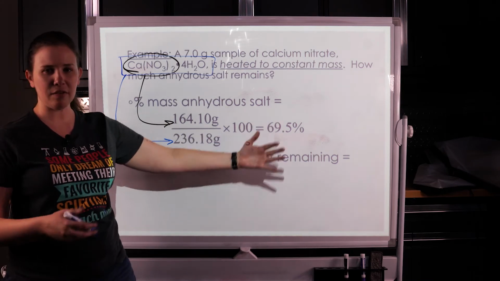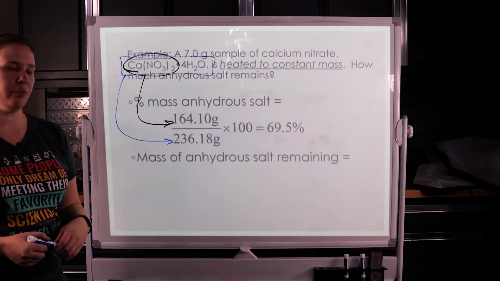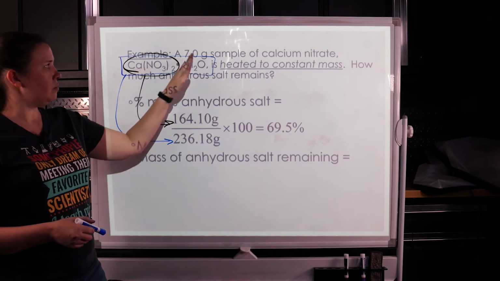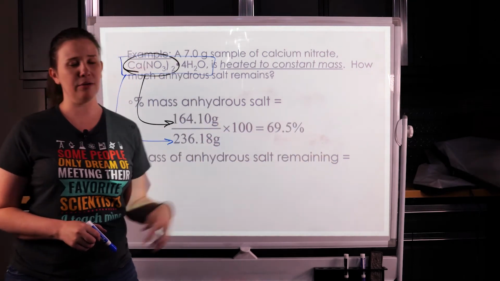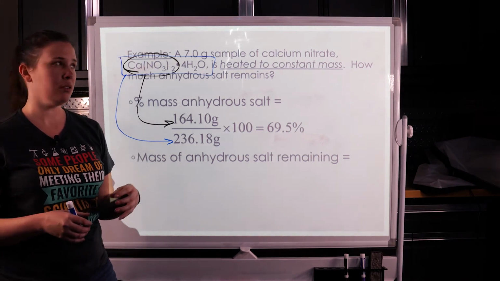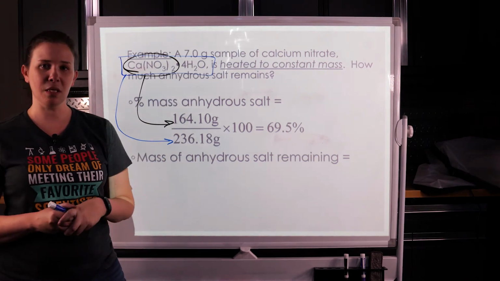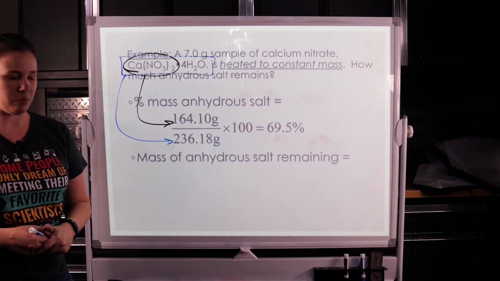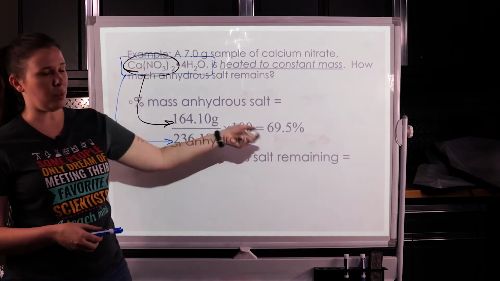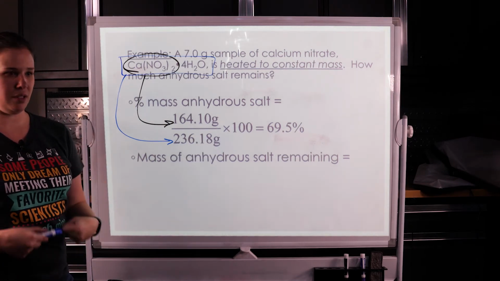So we get about 70% of the compound that's anhydrate. So if I drive off all of the water, I would be losing about 30% of the substance. Well, if I know I have 7 grams of the substance, that means I would be losing about 30% of the 7 grams, or I would be keeping about 70% of the 7 grams.